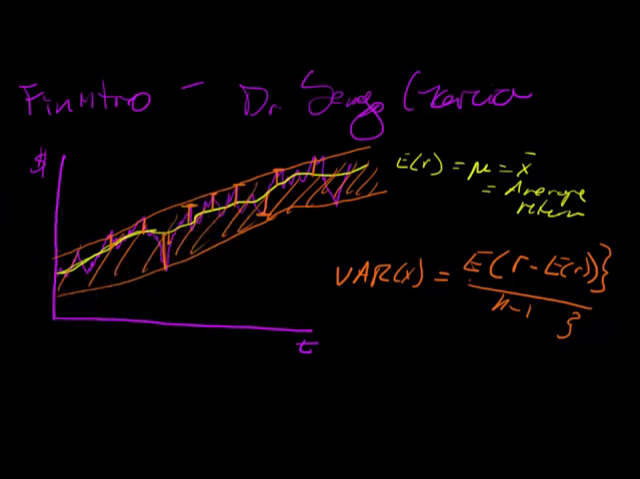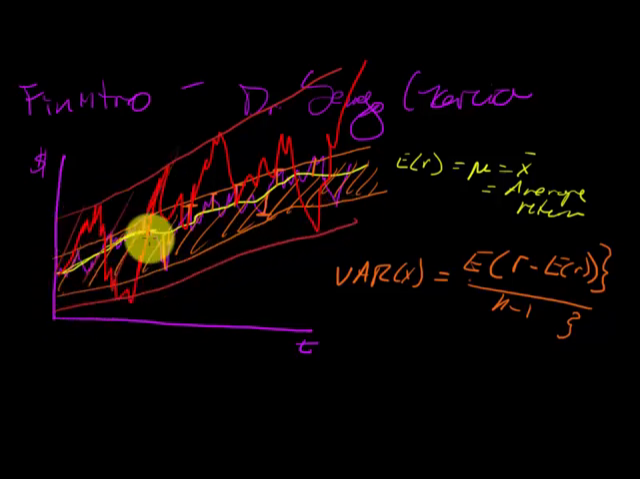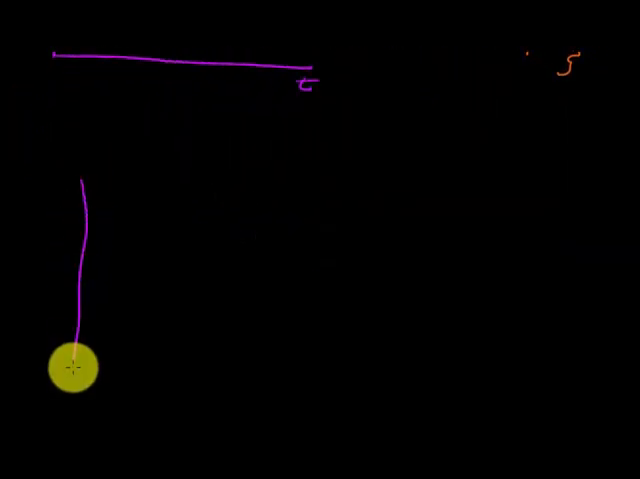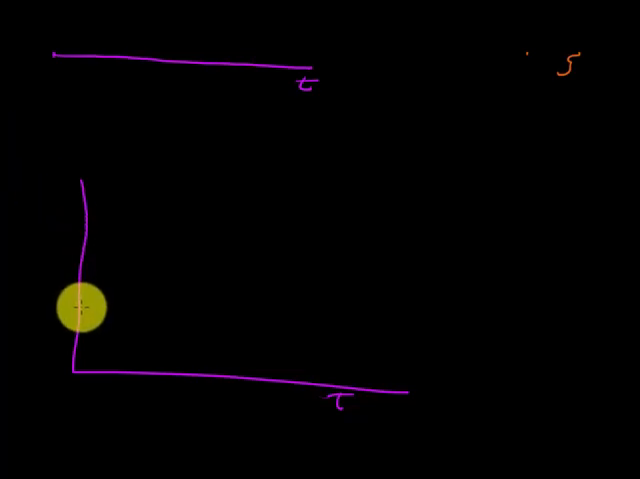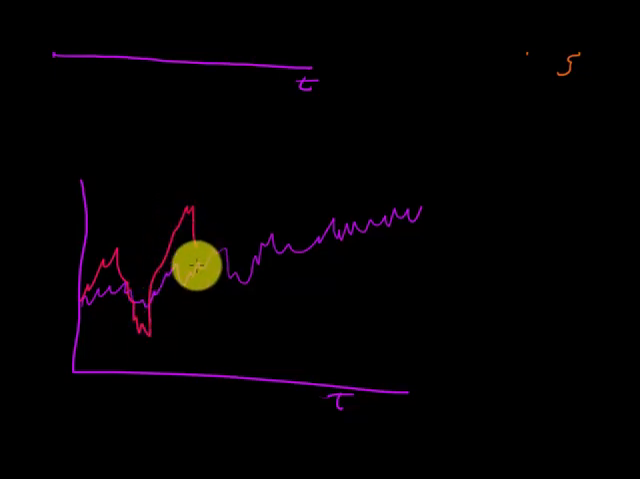Now, if I have another stock, let me use red. If I have another stock that moves like this over time, then its variance is clearly going to be wider than its brother. Let me do it again. So we have time over time. And this one was purple. And we have one stock that goes up and down. So the variance of this one is relatively small, but the variance of its brother is much bigger.